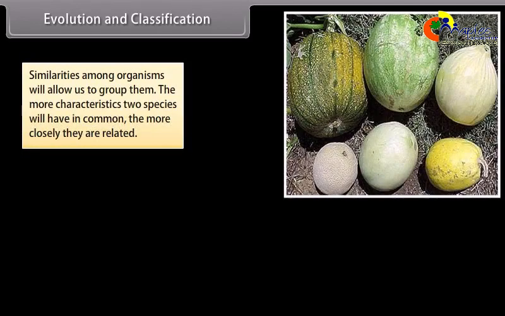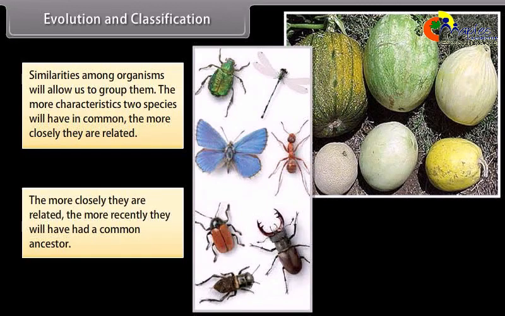Evolution and classification. Similarities among organisms will allow us to group them. The more characteristics two species have in common, the more closely they are related. The more closely they are related, the more recently they will have had a common ancestor.